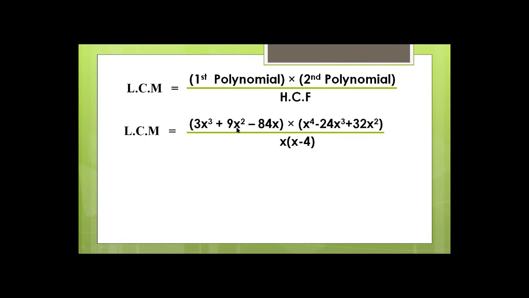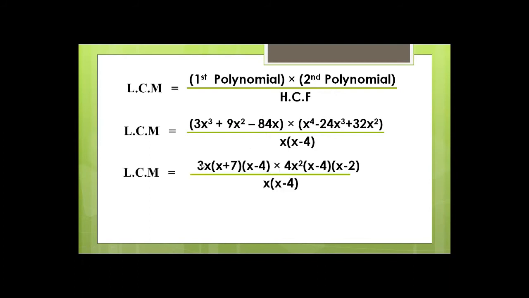Now we have already factorized both the polynomials, so instead of this, write their factors. The factors of the first are 3x, x plus 7, and x minus 4. And the factors of the second polynomial are 4x square, x minus 4, and x minus 2.